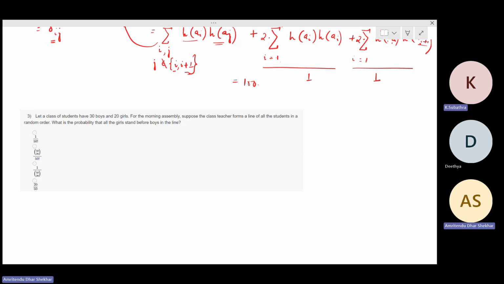So the answer is 20 factorial into 30 factorial divided by 50 factorial. That is basically like 1 by 50 C 20, right? Yes, that's right. I applied the simple permutation concept. Okay, that's fine.